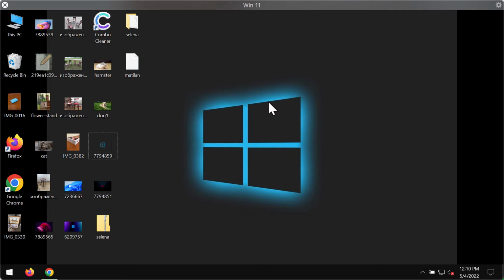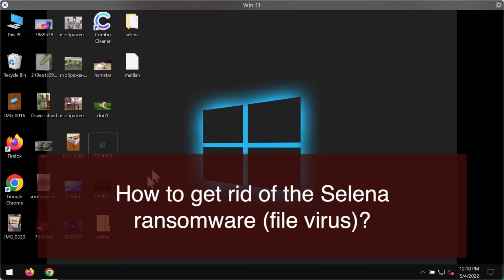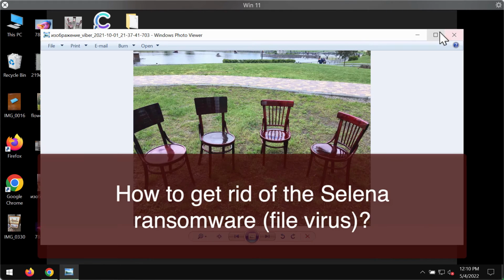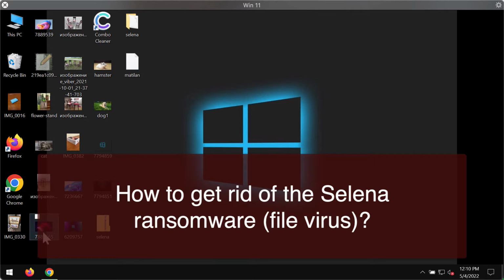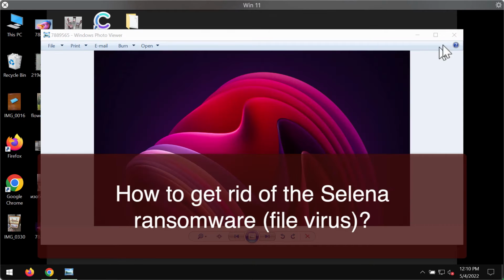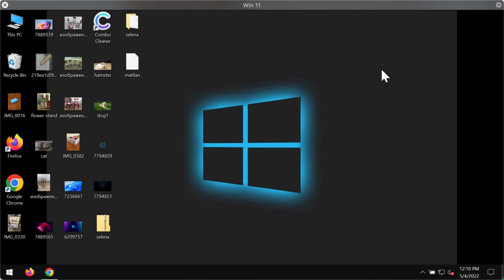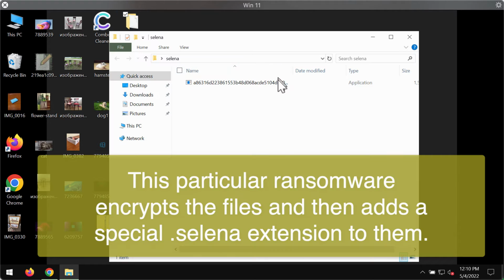My video guide is about getting rid of the new ransomware type infection that is called Selena. Selena is the ransomware that attacks the majority of file types, including pictures, music, Microsoft Office, and other documentation. So, of course, before the ransomware attack, you are able to open these files without any problems.